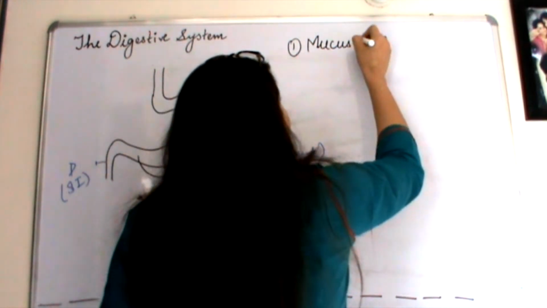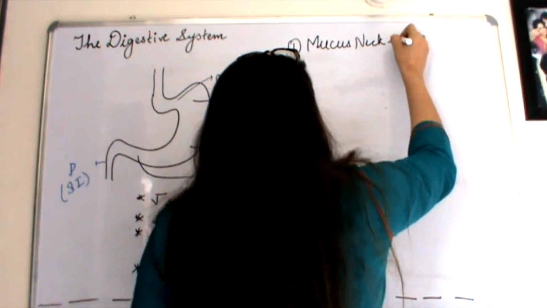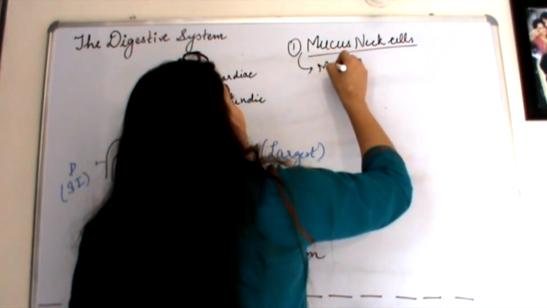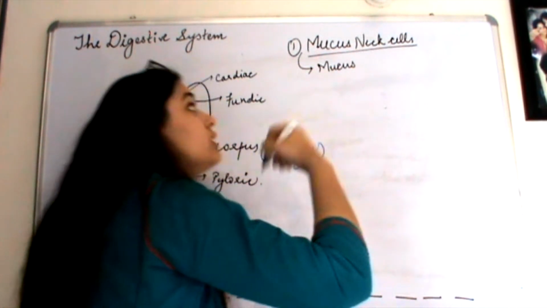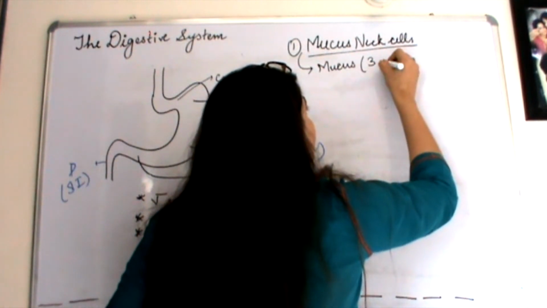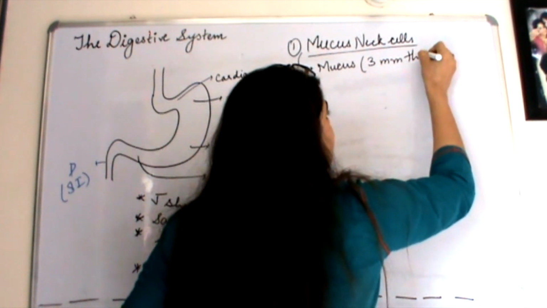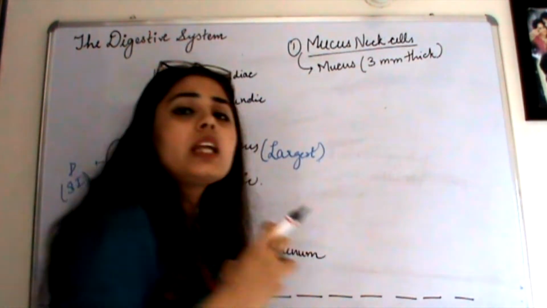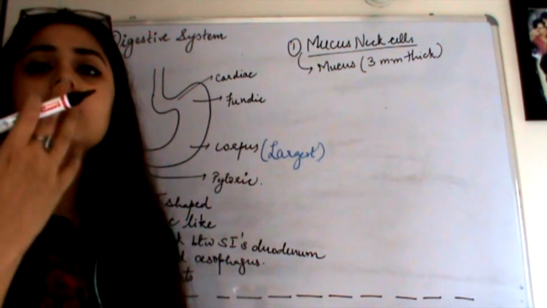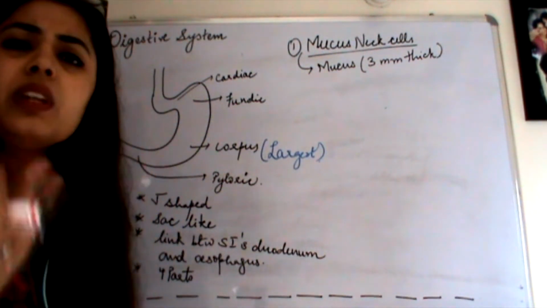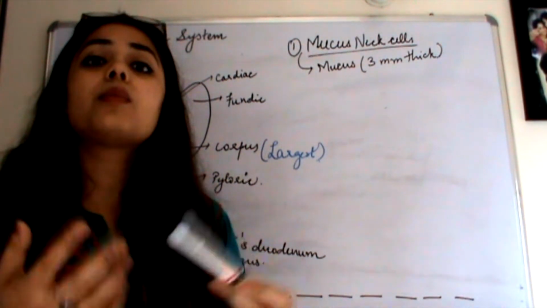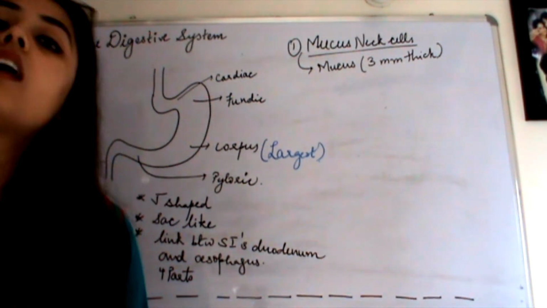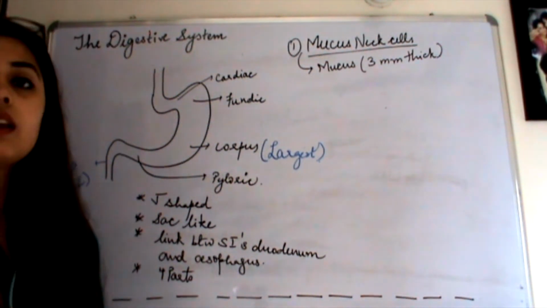We will first be learning about mucus neck cells, right? So what is the function of mucus neck cells? Mucus is present in the lining of the stomach. The lining is 3 mm thick, right? So these are known as the mucus neck cells, as they contain mucus which protects the inner lining of the stomach. You must have studied this before. And why do we need protection? Why does the stomach need protection from inside? Because of the presence of HCl, right? So first is the mucus neck cells.